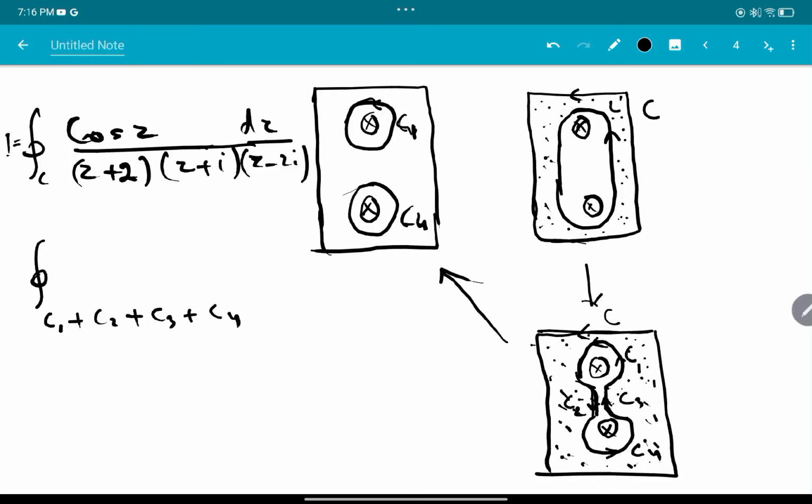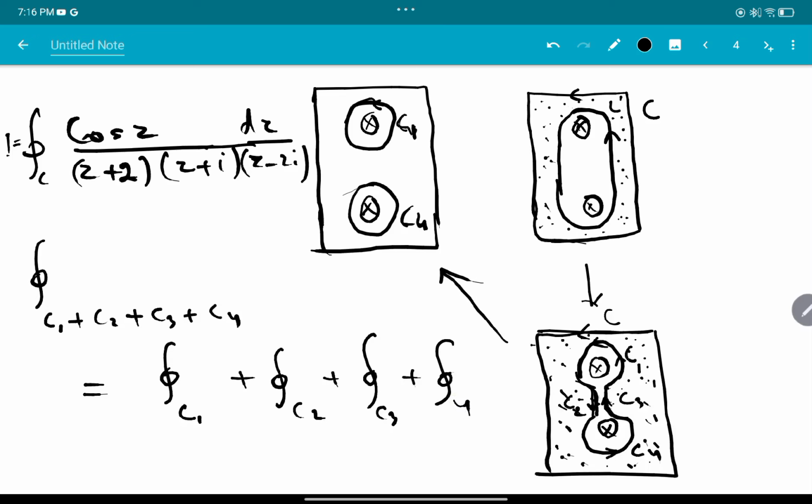This integral will be simply equal to the integral along C1 plus the integral along C2 plus the integral along C3 plus the integral along C4. I am not showing the integrand. Out of these, C2 and C3 will cancel out because they are evaluated in opposite directions. When these two cancel out, we are left with the integral along C1 plus the integral along C4.